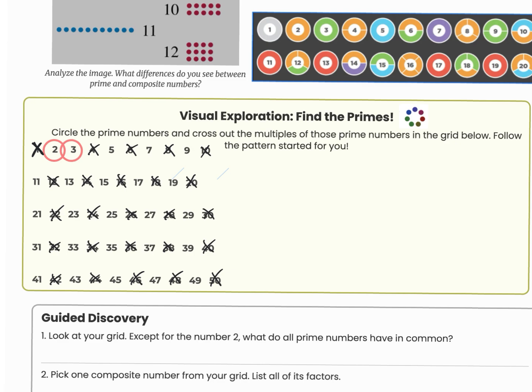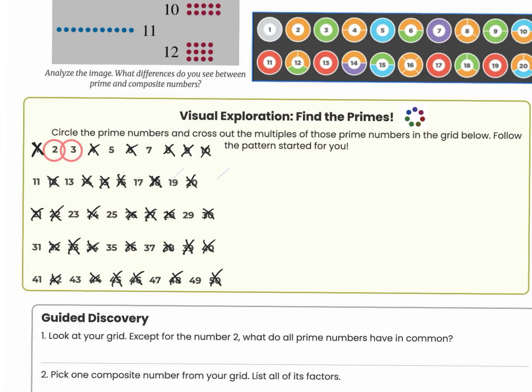All right, our next prime number is 3. So now we're going to go through and cross off our multiples of 3. So 3, 6 is already crossed off, 9, 12, 15, 18, 21, 24, 27, 30, 33, 36, 39, 42, 45, 48. Since 4 is already crossed off, we skip 4 because anything that's a multiple of 4 is also a multiple of 2, since 2 is a factor of 4.